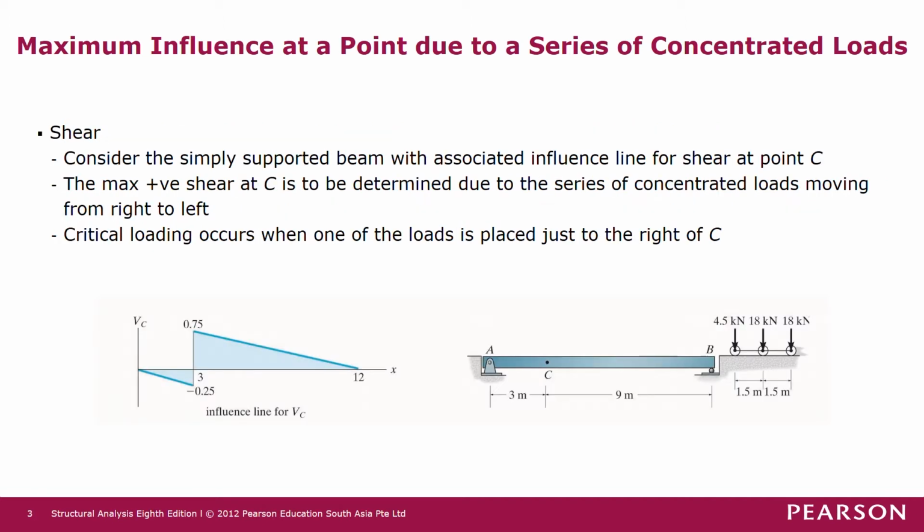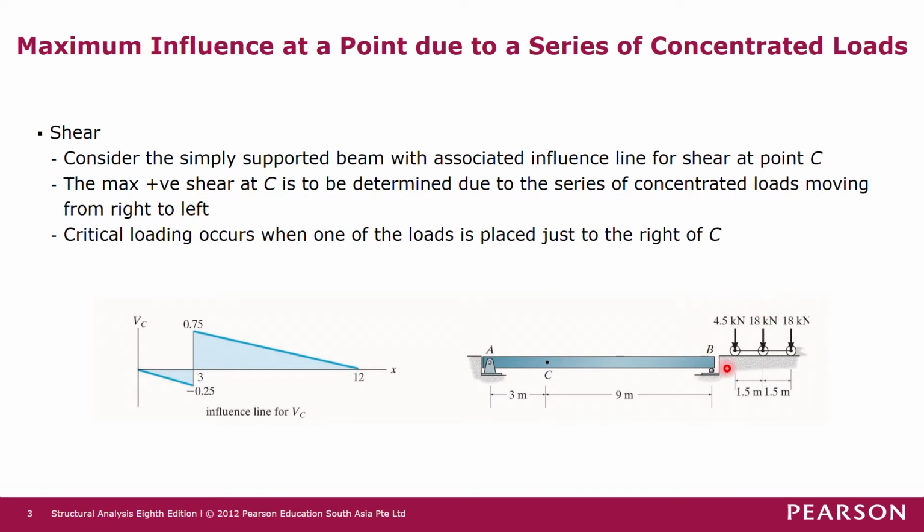So let's look at an example here. We consider the simply supported beam with the associated influence line for shear at point C, as we have seen in the previous lecture. We have already learned how to draw the influence line for shear at point C, like this. Now the maximum positive shear at C is to be determined due to the series of concentrated loads moving from right to left.